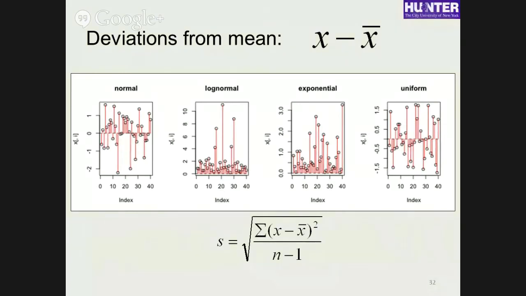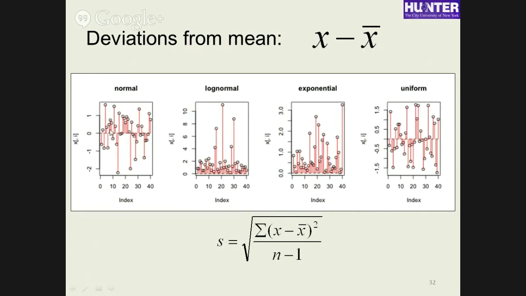This is just a little graphical representation of what it looks like for a few different distributions. And you don't need to know what normal, log normal, exponential, and uniform distributions are. You should know the normal distribution, which we'll talk about a lot more. The uniform distribution is kind of an intuitive one. It just means that all possible values within the range are equally likely.